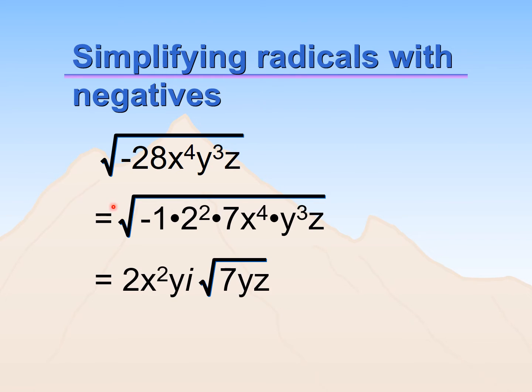Okay, so from here, the square root of -1 becomes i. The square root of 2 squared becomes 2. 7 to the first power cannot be simplified, so that will stay in. x to the 4th, remember, broke down to x squared and x squared, which means that 2 x's came out, giving me an x squared on the outside. y cubed broke down to y squared and y, so I had a y come out and then a y stay inside. And then the z also stayed inside. So I wrote coefficient, variable with a higher power, next degree variable, then my imaginary number, and then my radical.